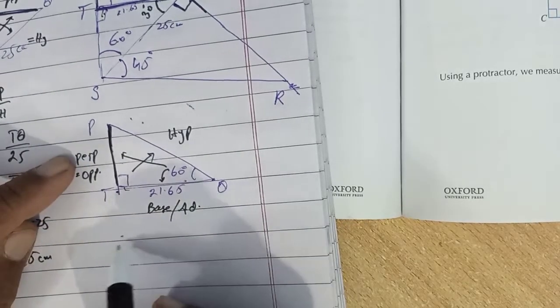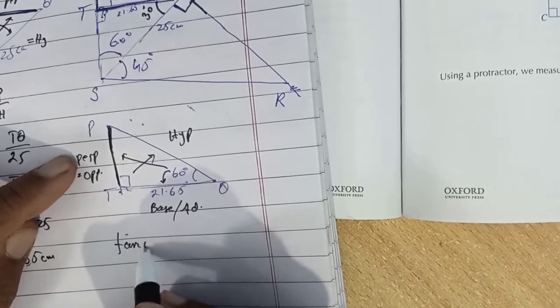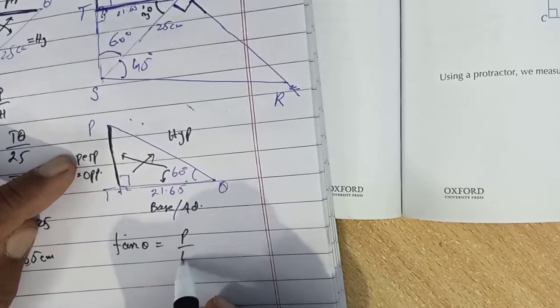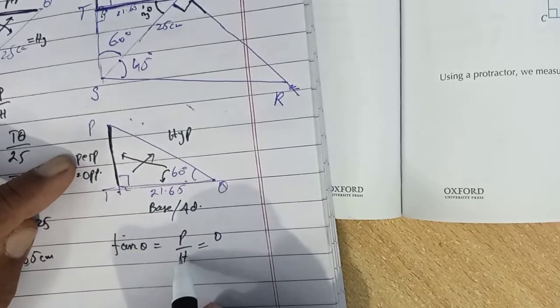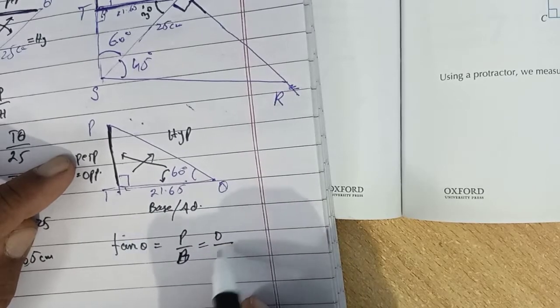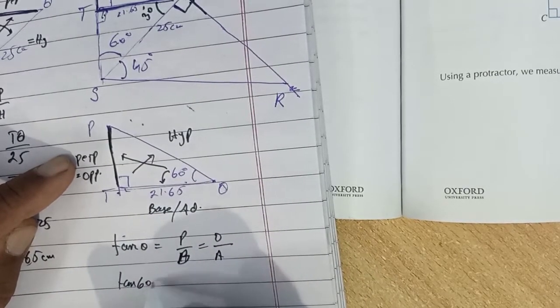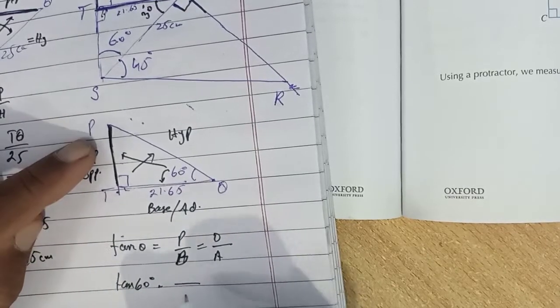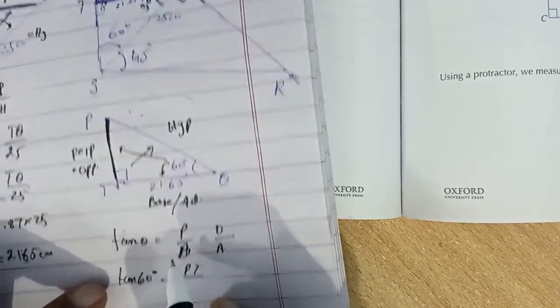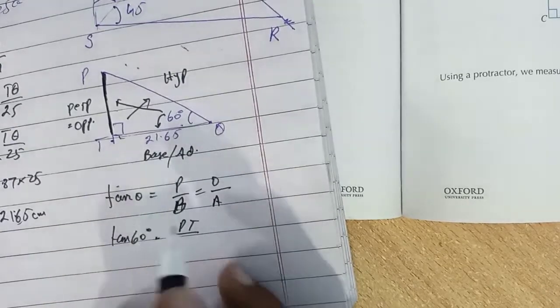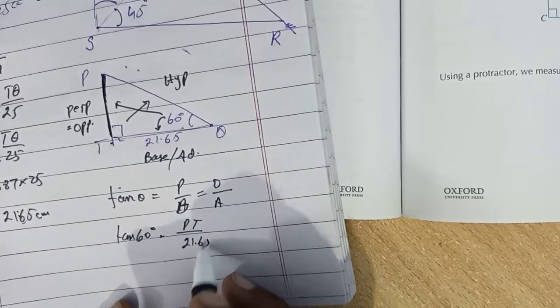It is tan. So I will use tan theta, which is perpendicular over base, or opposite over adjacent side. Tan 60, I will write over here. What is perpendicular? Its side we have to determine. What is base over here? Base over here is 21.65.